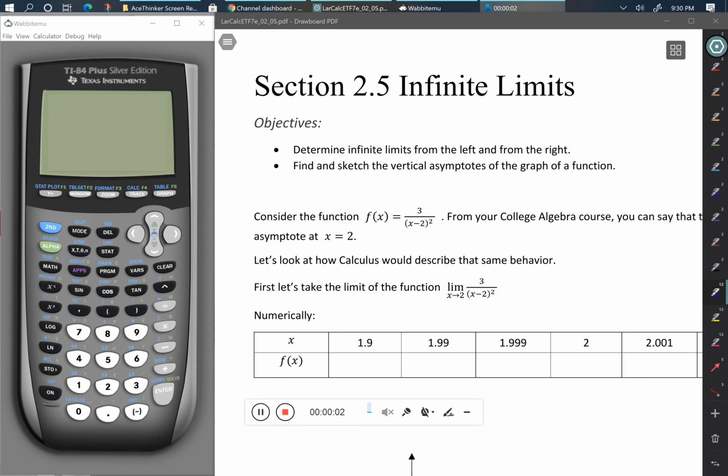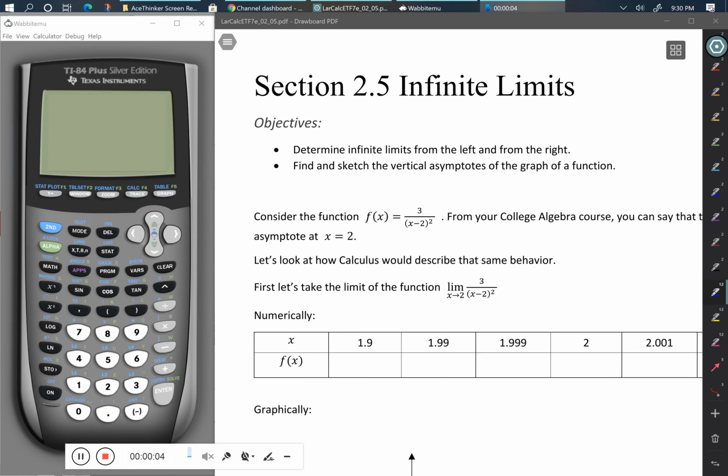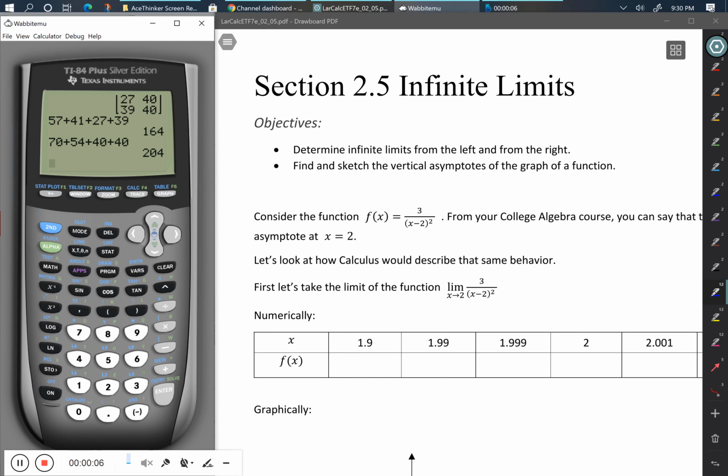All right, welcome to section 2.5, infinite limits. You see I've got the calculator handy, so it makes me think we're going to be using it.